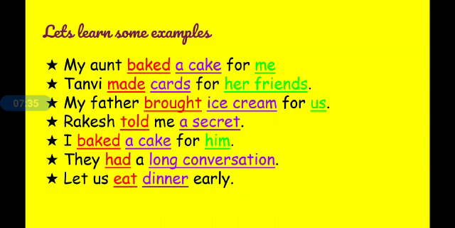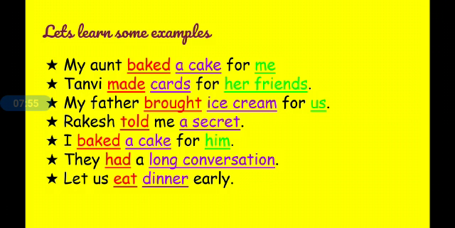Rakesh told me a secret. What is the verb here? Told. And Rakesh is the subject. So what was told? A secret. A secret is the direct object. And to whom? Me. Me is the indirect object.